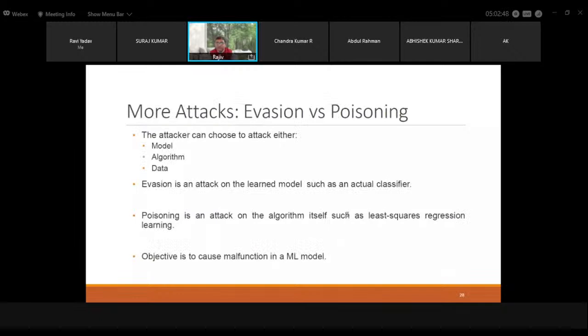There are more attacks. The attacker can either attack the model, attack the algorithm, or poison the data. Evasion is one category of attack, which is an attack on the learned model, such as an actual classifier. It allows the attacker to evade certain inputs, give wrong weights, or give new classes of labels with additional weights. Similarly, there is an attack called poisoning, which is an attack on the algorithm itself, such as least square regression learning. If you have been working on machine learning, you must have heard about this. The basic objective in all these attacks remains to cause malfunction in an ML model. And as we discussed, the malfunction can be in either of two ways, to produce a correct result or an incorrect result.